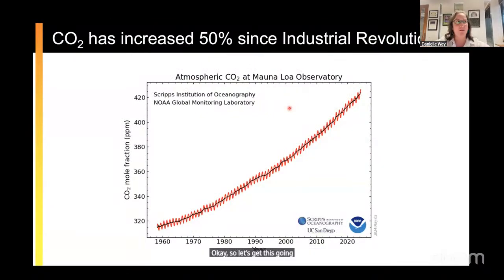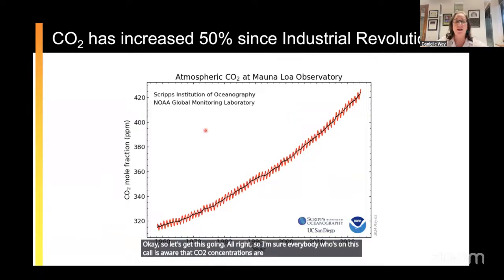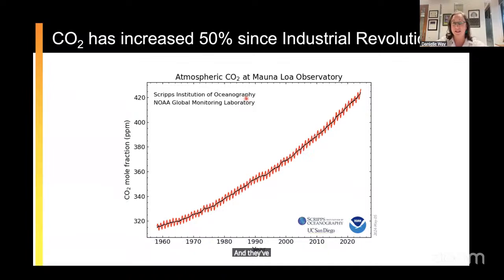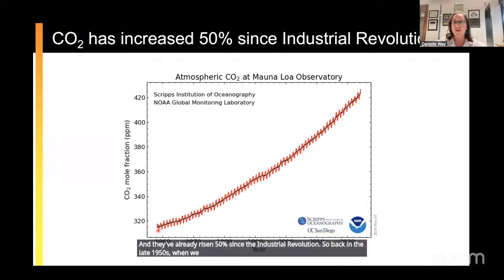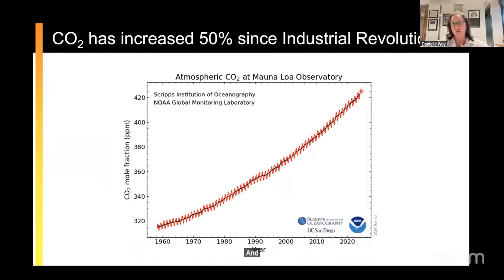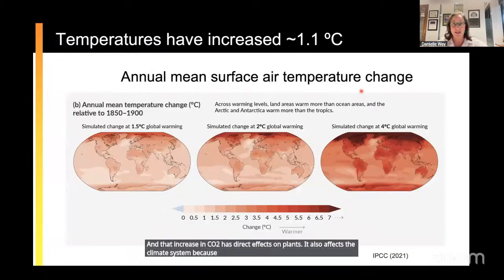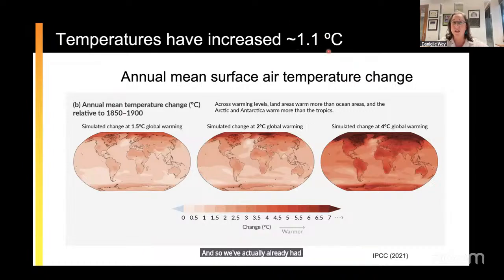All right, so I'm sure everybody who's on this call is aware that CO2 concentrations are rising in the atmosphere, and they've already risen 50% since the Industrial Revolution. So back in the late 1950s, when we first started measuring, CO2 concentrations were sitting around 315 parts per million. And at this point, we're up at around 425 parts per million. And that increase in CO2 has direct effects on plants. It also affects the climate system because CO2 is a greenhouse gas that traps heat. And so we've actually already had approximately a 1 degree Celsius warming in global mean temperatures.